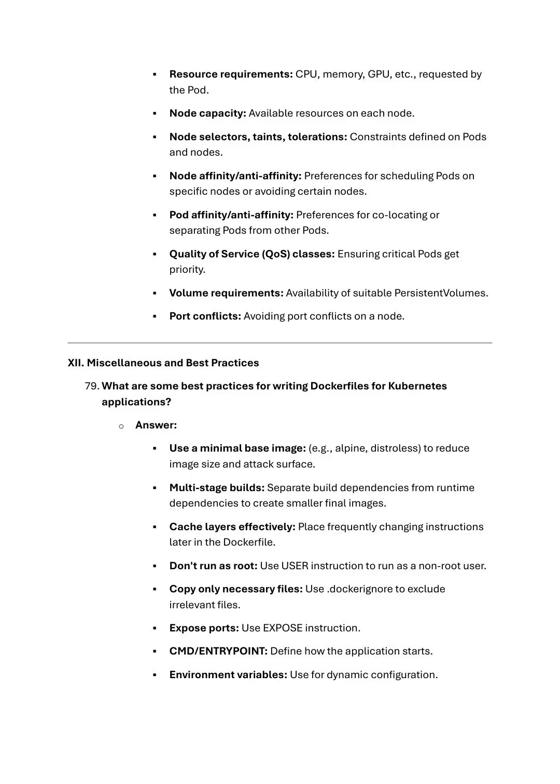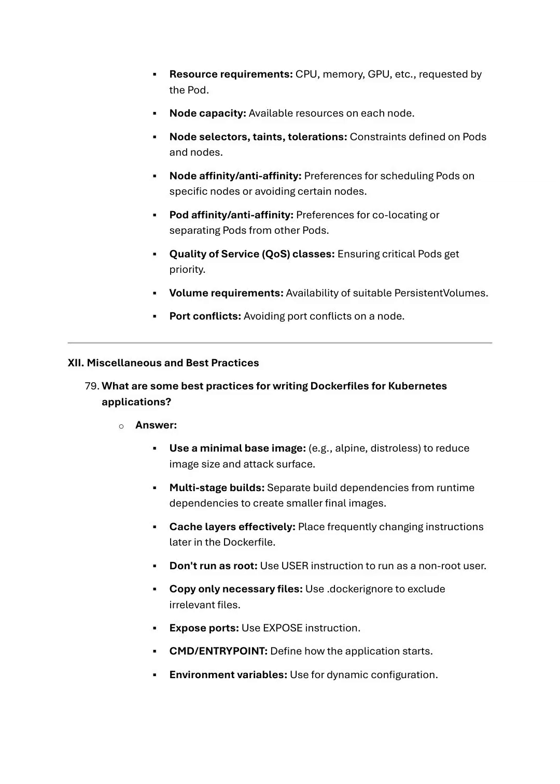Node affinity, anti-affinity. Preferences for scheduling pods on specific nodes or avoiding certain nodes. Pod affinity, anti-affinity. Preferences for locating or separating pods from other pods. Quality of service classes, ensuring critical pods get priority. Volume requirements. Availability of suitable persistent volumes. Port conflicts. Avoiding port conflicts on a node.